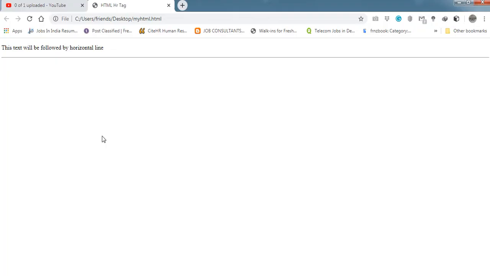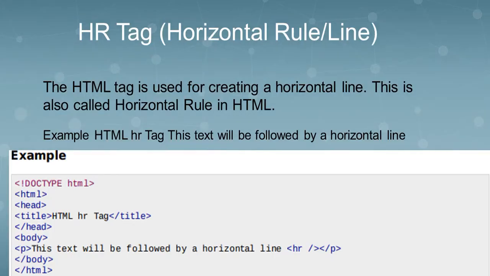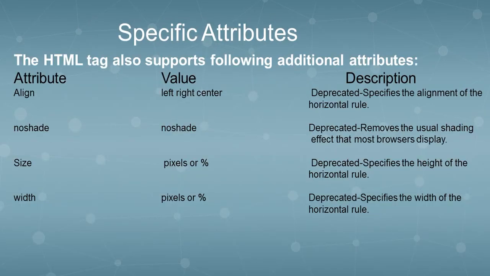Here is my HTML. Now you can see this particular text has been treated as a paragraph, and a line is drawn just below it. You can see this line. This is termed a horizontal line. Now we need to understand its attributes. The horizontal line contains a number of attributes. We can use any one of them.